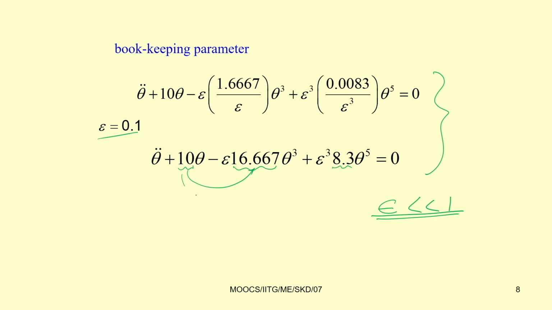Here also you can see the nonlinear term is of the same order. It may not be exactly equal to 10, but it should be near 10. Here it is 16 point something, and for the cubic term the coefficient is 8.3. So, by choosing properly the scaling parameter and the bookkeeping parameter, you can write down this nonlinear equation of motion in many different ways. The same nonlinear equation can be written in many different ways.